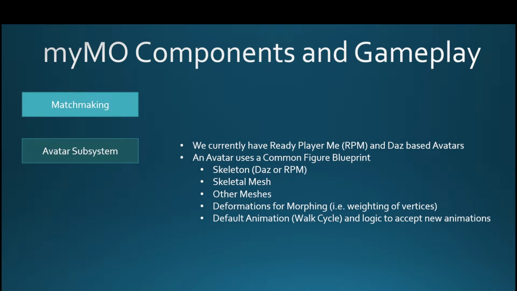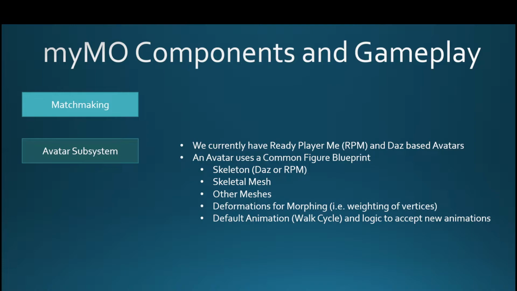There's the avatar subsystem, and by avatar you hear it called many things: characters, figures, and so on. Basically, we have what's called a common figure blueprint. We have basically anything a basic figure or avatar needs, and inside of this data structure, that's all it really is, and blueprint logic, it's got a skeleton to use. Right now we're using 2 skeletons. We actually have 3 out there. We have a poser skeleton, a DAS skeleton, and an RPM skeleton that we base our characters on.